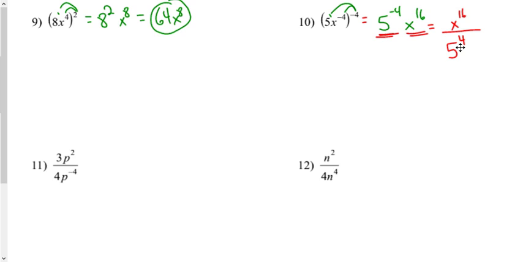And then again, we just have to figure out what 5 to the 4th is. Well, luckily I've done it enough times. I know 5 to the 4th should be 625. So that's 625 on the bottom, and it's x to the 16th on top.